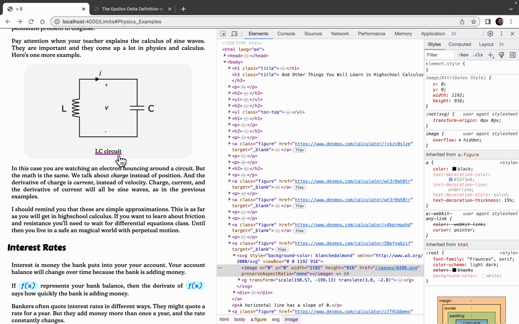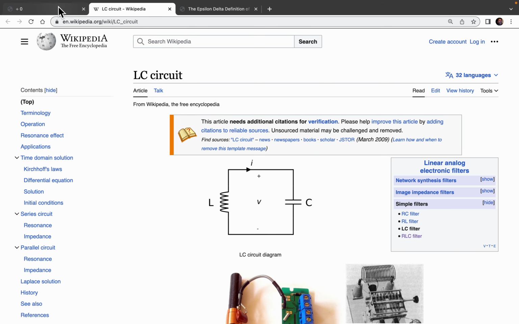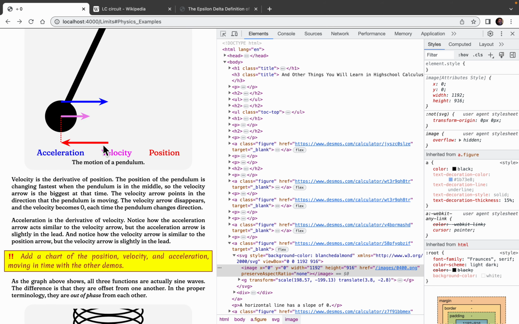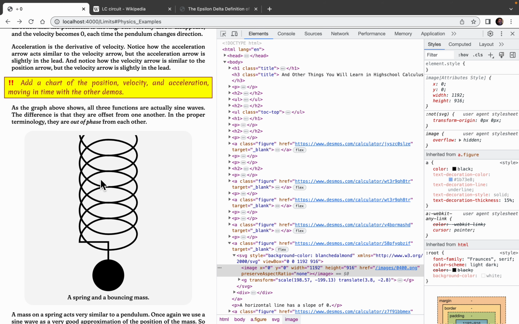Oh, this will take you back to Wikipedia. And these were all me. That's just SVG and TypeScript.